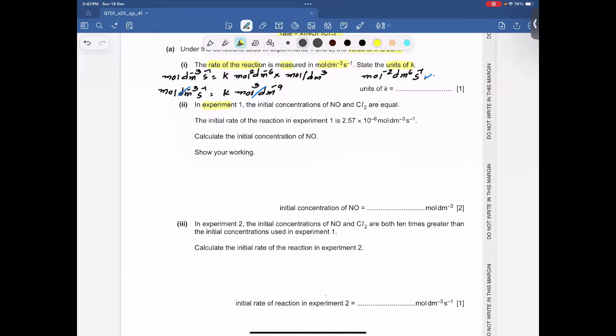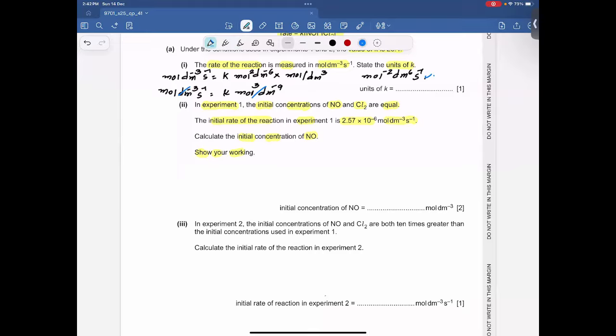In experiment 1, the initial concentration of NO and chlorine are equal. That's very, very important. The initial rate of reaction in experiment 1 is this, mole per dm cube second inverse. Calculate the initial concentration of NO. Show your working. So that's an easy thing.